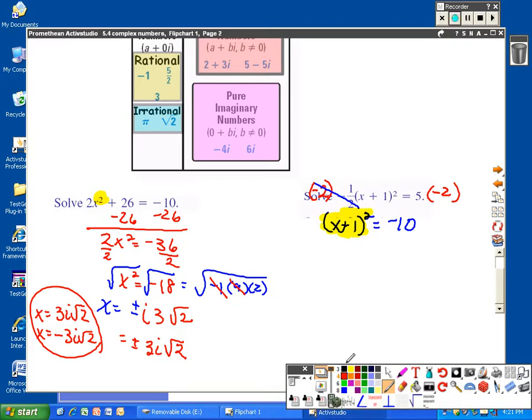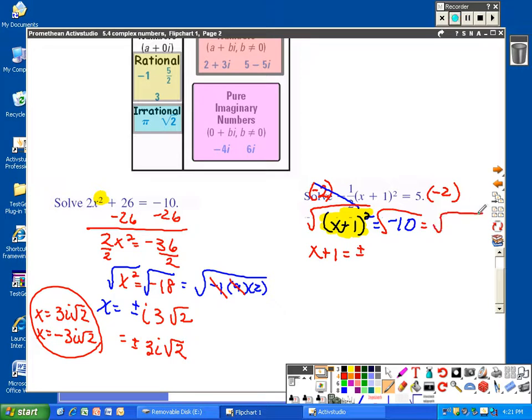So I would square root both sides, and I would have x plus 1 equals plus or minus. And again, let's factor this negative 10. It is a negative 1 times 5 times 2. Well, the only thing that factors out of there is our i. 5 is not a perfect square, and neither is 2, so it'd be square roots of 10.